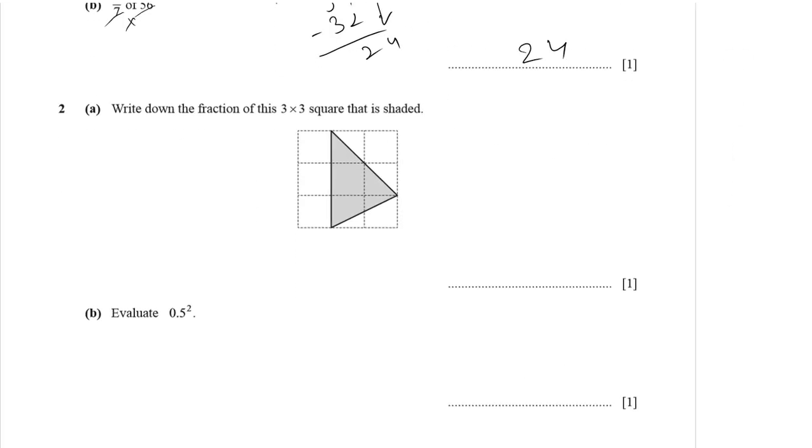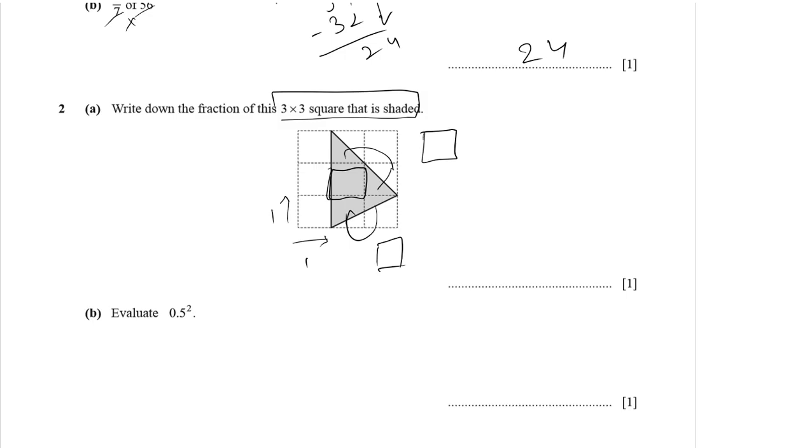So this is a 3 cross 3 square grid. It means this one box is 1 by 1. So this would be one box. We need to find the area of the shaded region, and if you combine these two, this could be one box, and if you combine these two, this could be one box. So write the fraction that is shaded, it would be 3 by 9 or 1 by 3.